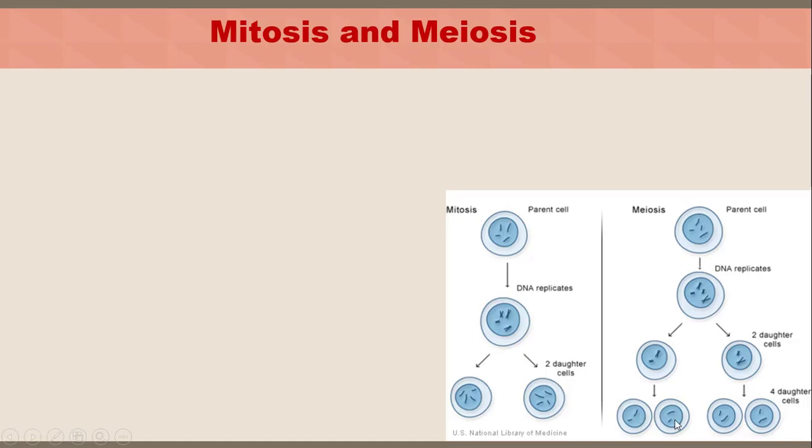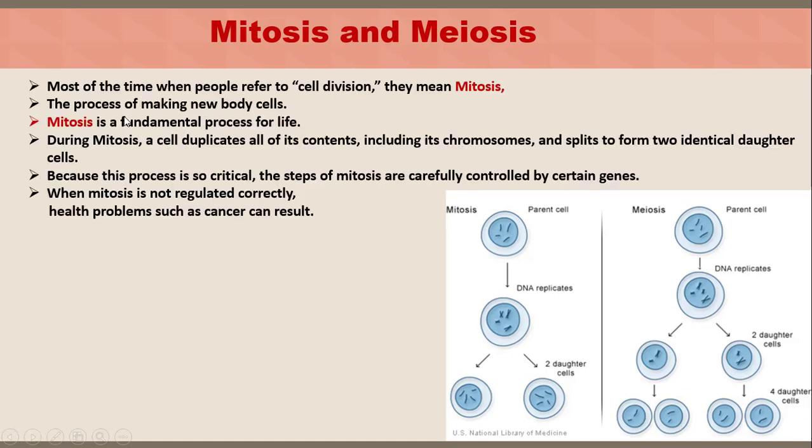4 daughter cells. We should notice that most of the time when people refer to cell division, they mean mitosis, the process of making new body cells. Mitosis is a fundamental process for life. During mitosis, a cell duplicates all of its contents, including its chromosomes, and splits to form 2 identical daughter cells.